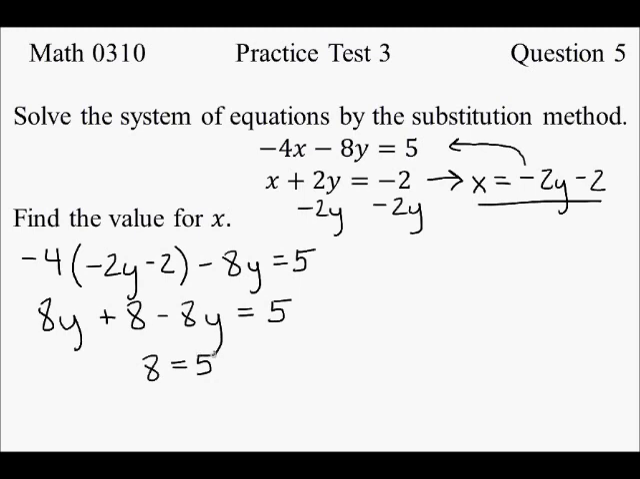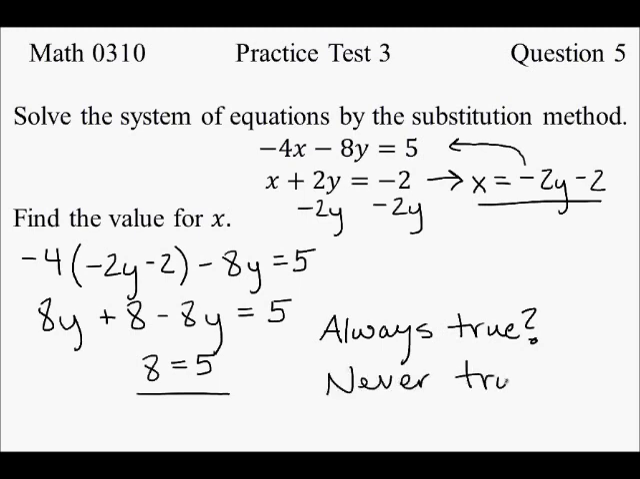So this is one of our special case equations where the variables cancel out and we just get a number equals a number. So we look here and we see 8 equals 5. A good thing to ask ourselves then is, is this an equation that is always true? Or is this an equation that is never true? Okay, so we ask ourselves that. Is it always true or never true? Well, 8 is never equal to 5, so we definitely get the case that this is never true.